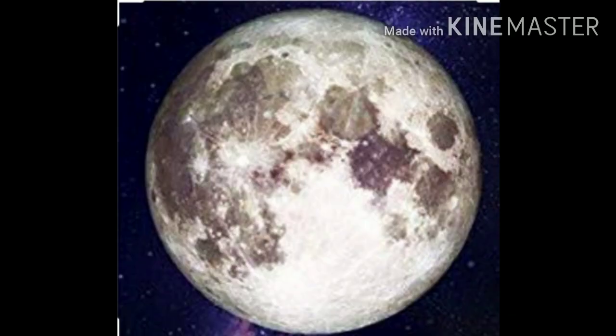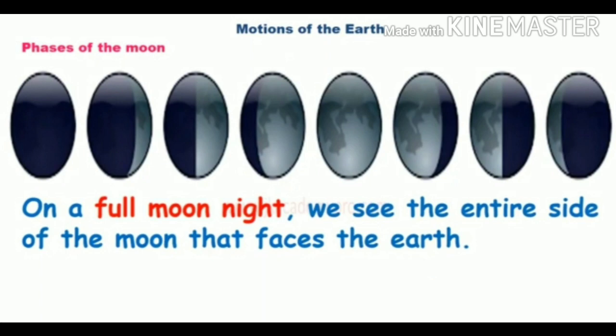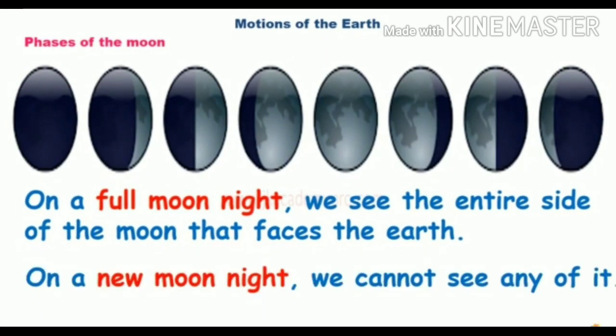Sometimes we see the full moon at night. So, on a full moon night, we see the entire side of the moon that faces the Earth. And on a new moon night, we cannot see any of it. A new moon night means when there is no moon in the sky. The moon is present at its place in the sky, but we are not able to see it from the Earth.